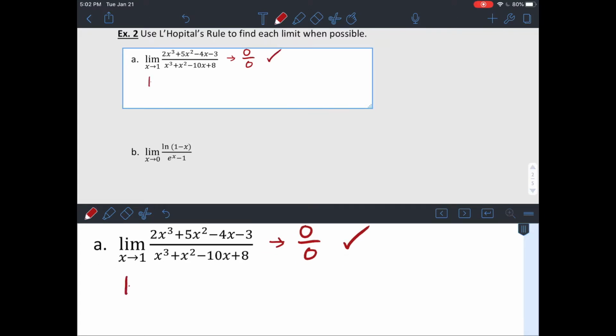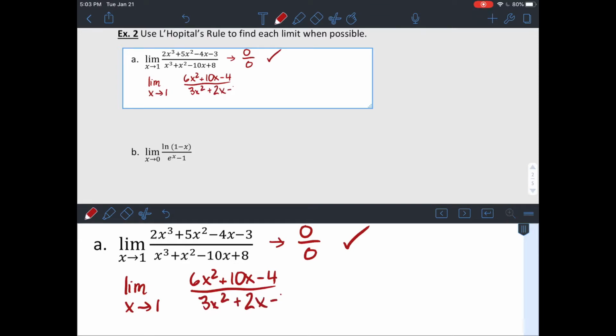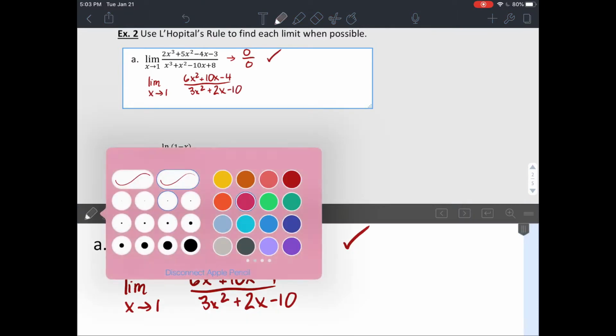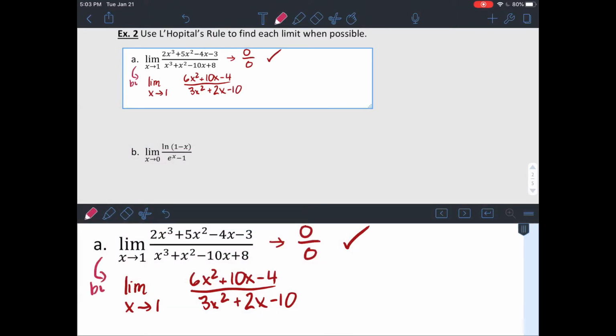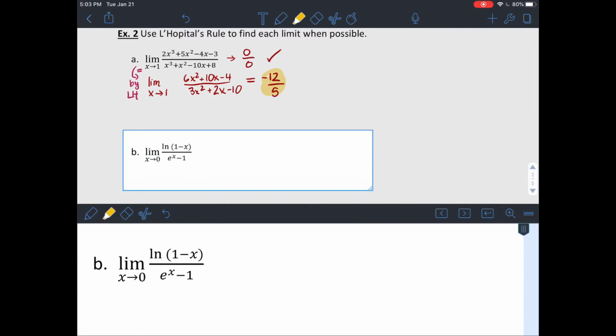We do. If we plug in 1, we get 0 over 0. So I'm going to use L'Hopital's rule to take the derivative of the top and then the derivative of the bottom, and then try plugging in my value for x again. So if I do that, I'm going to end up with negative 12 over 5, which is equal to the value of my original limit, actually. That's what L'Hopital's rule says.